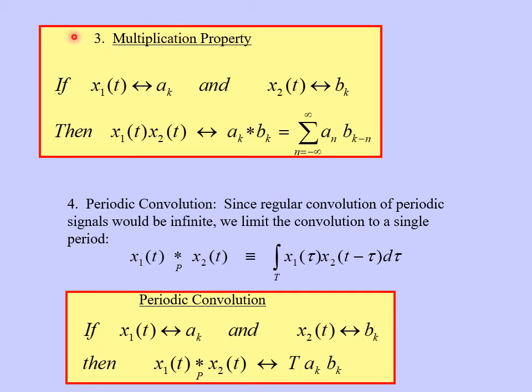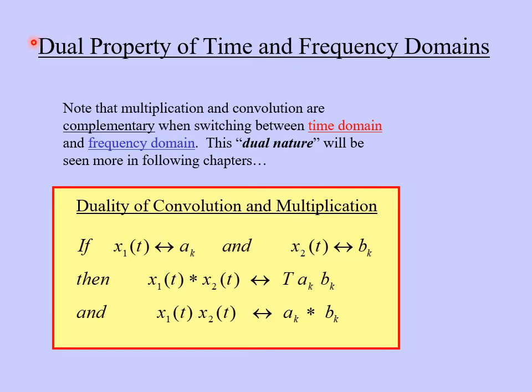In the interest of time, I'm going to skip over the multiplication property. We'll return to this later in the course anyway, especially in chapter 4 when we talk about Fourier transforms. So let's move on. Also, I will defer for now the dual property of time and frequency domains. We'll explore this a little bit more in the following chapters.